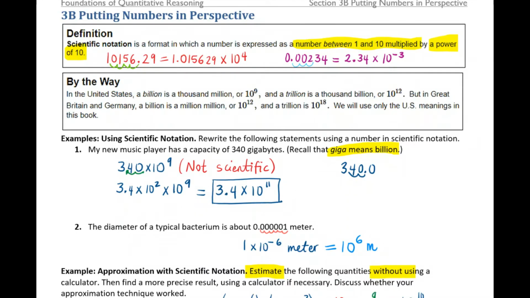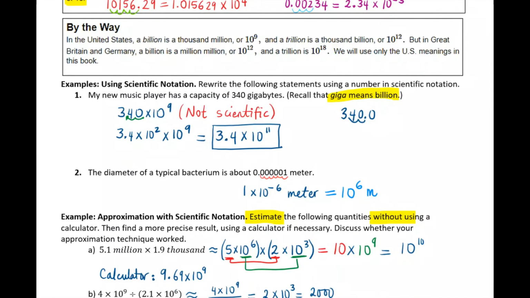For example, here in this example, you have 340 gigabytes. Giga means 10 to the 9. It's a billion. And 340 is 3.4 times 10 squared. You multiply them and you get 3.4 times 10 to the 11. So that's the scientific notation for 340 gigabytes. This scientific notation really makes your calculations easy and shows the magnitude of that number.